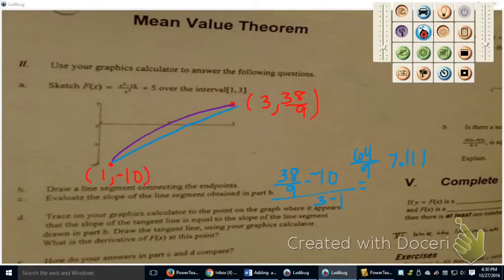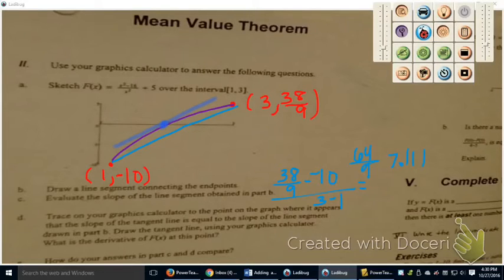Alright, D says, trace your graphics calculator to the point where it appears that the slope of the tangent line is equal to the slope of the line segment. And then it says draw the tangent line. I can show you this in class tomorrow about how you do that on the calculator. At this point, I just sort of want you to look and figure out where the tangent line maybe would have a similar slope. And as I think about points to draw, I think somewhere around in here, if I draw a tangent line, that tangent line slope will be the same as the slope of the blue line, which connects the two endpoints.